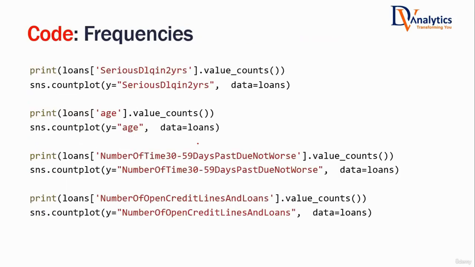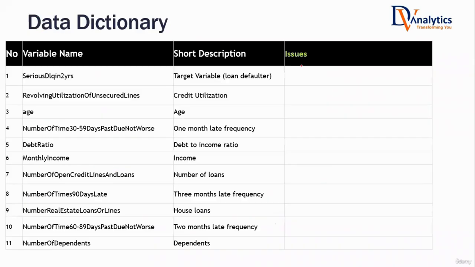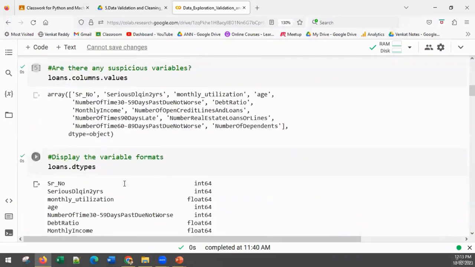So go ahead for these variables: serious delinquency, age, number of times 1 month late, number of loans. For all these variables, draw the frequency charts and let me know if you find any issues. One by one, keep on drawing. I'll also do that along with you. Let's go here.